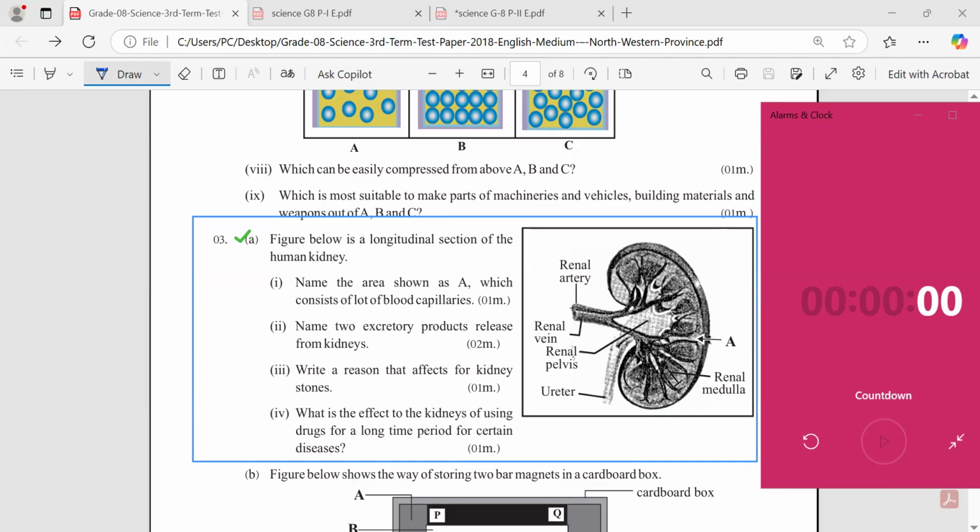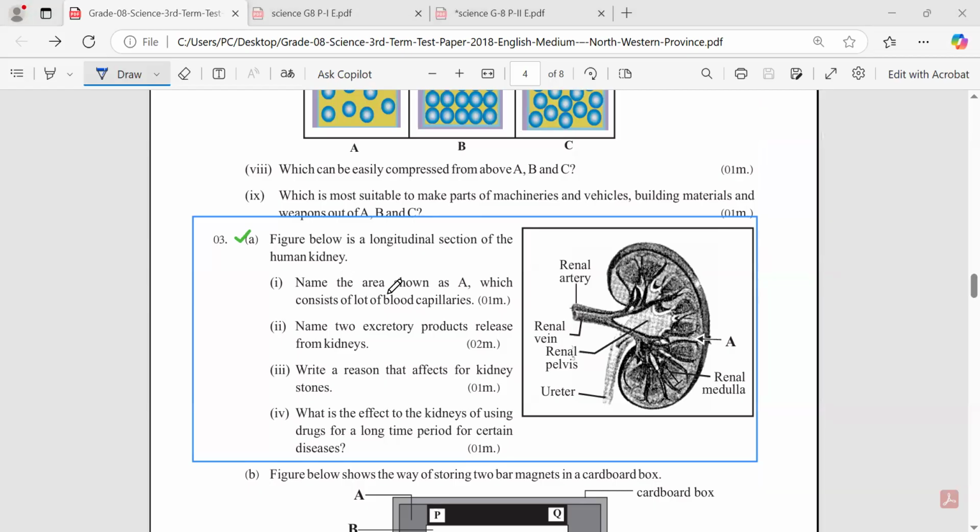What did you all write for the first one? What do you think the answer is? Name the area shown as A, which consists of lots of blood capillaries. What do you think that is? Any idea? Renal cortex. Cortex, right? That should be the renal cortex. Good. So let's type that down.